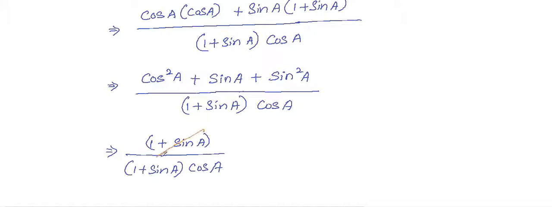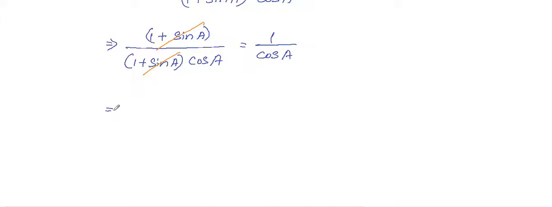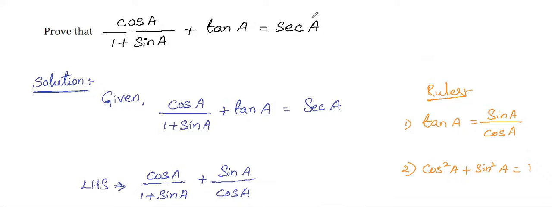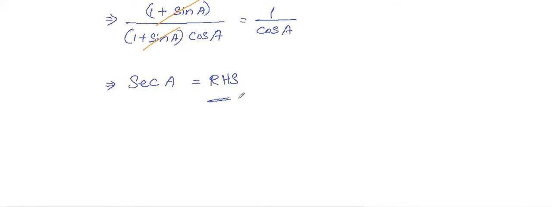So we have 1 plus sin A in both numerator and denominator. So it cancels out. We'll get 1 by cos A. So 1 by cos A can be written as secant A, which is nothing but the right hand side. So hence the given trigonometric proof is proved.